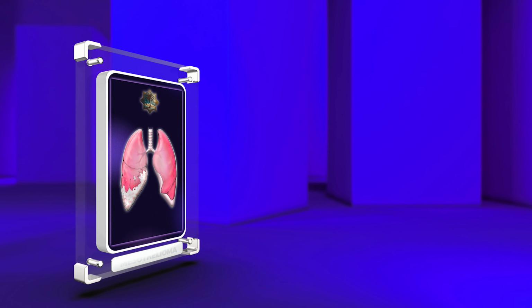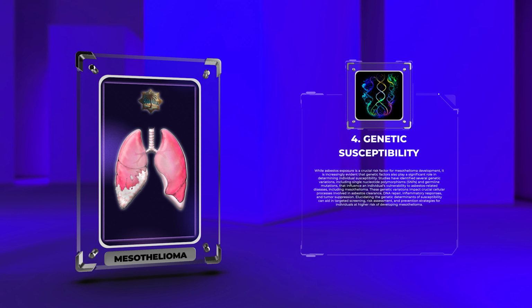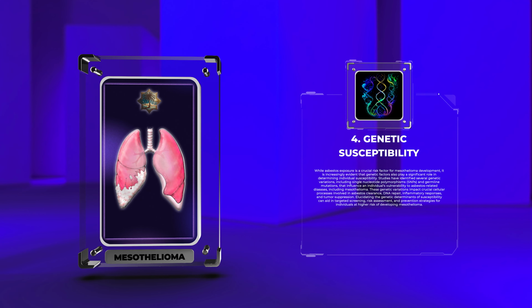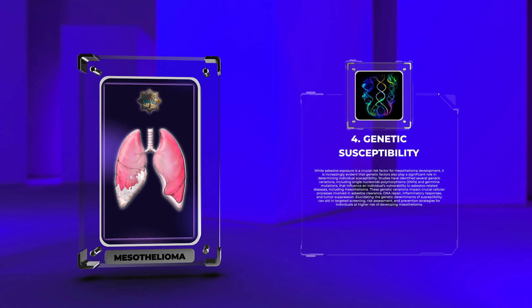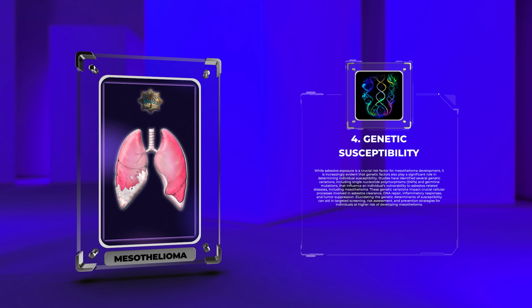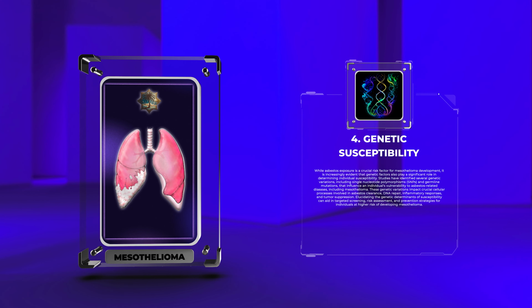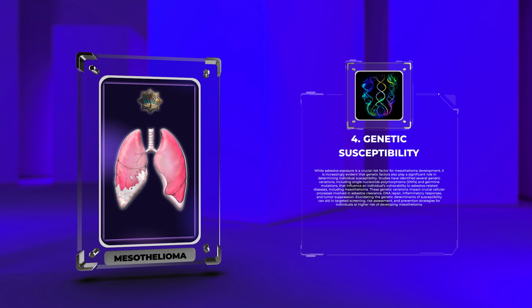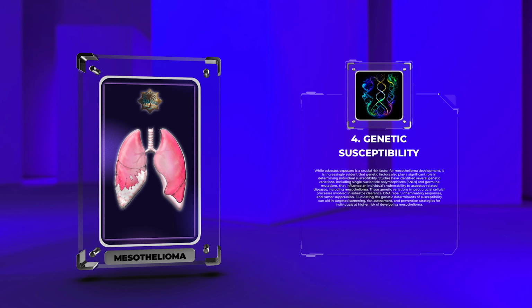While asbestos exposure is a crucial risk factor for mesothelioma development, it is increasingly evident that genetic factors also play a significant role in determining individual susceptibility. Studies have identified several genetic variations, including single nucleotide polymorphisms, SNPs, and germline mutations, that influence an individual's vulnerability to asbestos-related diseases, including mesothelioma. These genetic variations impact crucial cellular processes involved in asbestos clearance, DNA repair, inflammatory responses, and tumor suppression. Elucidating the genetic determinants of susceptibility can aid in targeted screening, risk assessment, and prevention strategies for individuals at higher risk of developing mesothelioma.